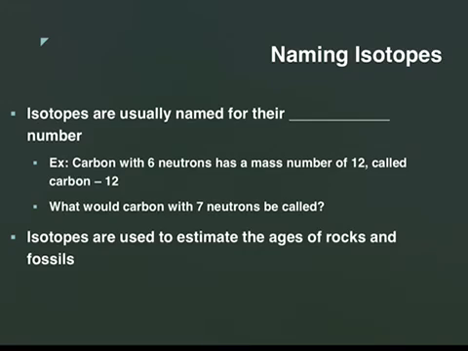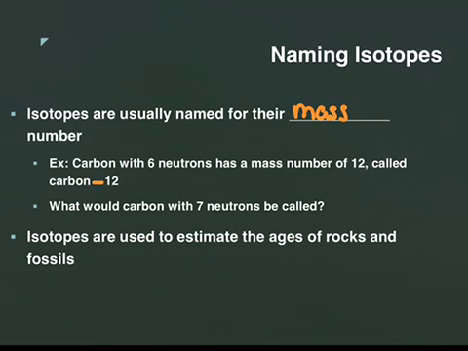So when we name isotopes, they're usually named for their mass number. So for example, carbon with 6 neutrons has a mass number of 12, so we call it carbon-12, and we do write it with this dash right here.